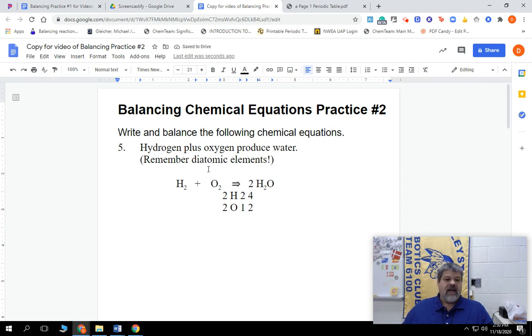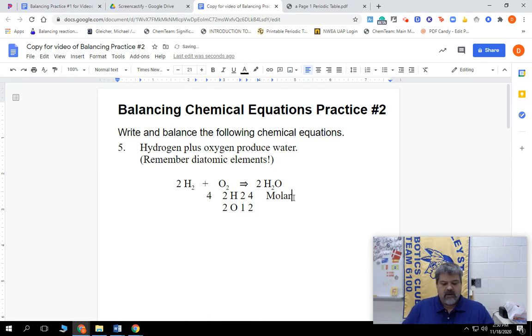So now I have to go back over to the other side. And I can't put a 4 here because it's diatomic, not tetratomic. So I'm going to put a 2 right there. So now I have 4 hydrogens on this side, and so I put a 4 right there. So I have 4 hydrogens on this side, 4 on this side, 2 oxygens on this side, 2 oxygens on this side. I am balanced. So now we have a balanced chemical equation.